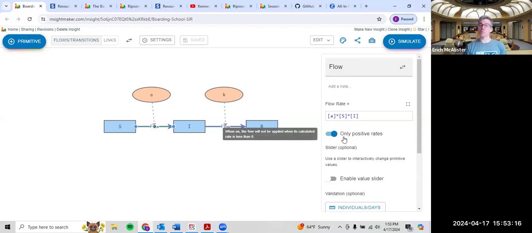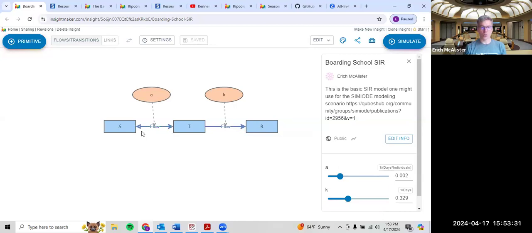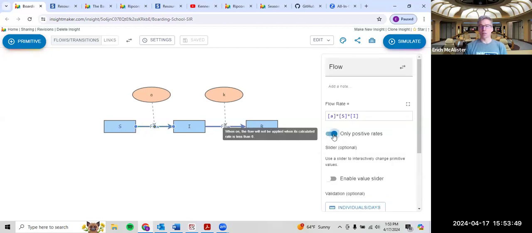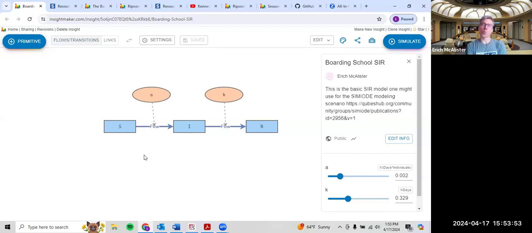Right now I have only positive flow rates toggled on because that's part of the model. If I toggle it off, and we'll see this in the simple examples, you notice now the arrow goes both ways and there's a little hollow point on one of them. That means that the positive flow is from the hollow point to the solid point. But I'm going to detoggle that. And again, we'll talk about why it can be very useful for students to try to build their models only using positive flow rates if that's a sensible thing to do in that model. Sometimes the flow rate just can be negative.